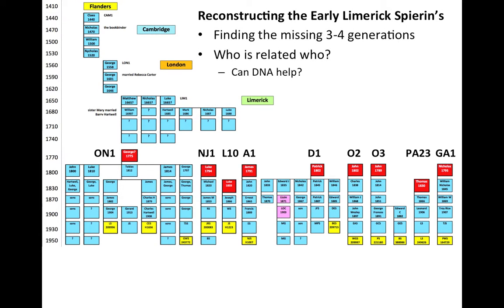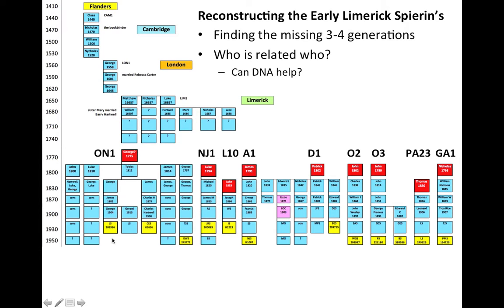The approach that we take to reconstructing these early Limerick Spierins is to find the missing 3 to 4 generations between the brick walls in the current family histories, and here we have Ontario 1, New Jersey, Limerick, Australia, Dublin, Ontario 2, Ontario 3, Philadelphia, and Georgia, and these red bricks represent the brick walls that each of these respective families has identified in their family tree.